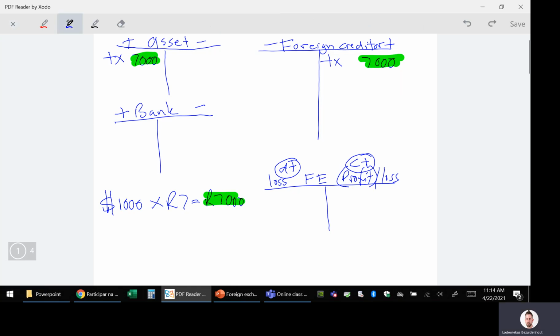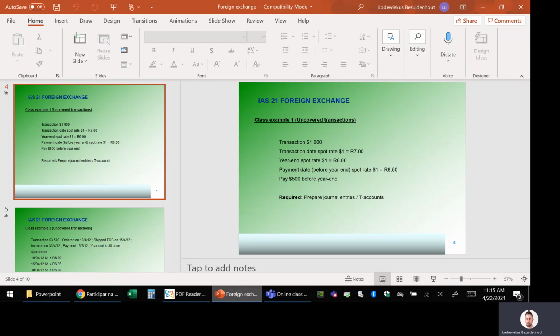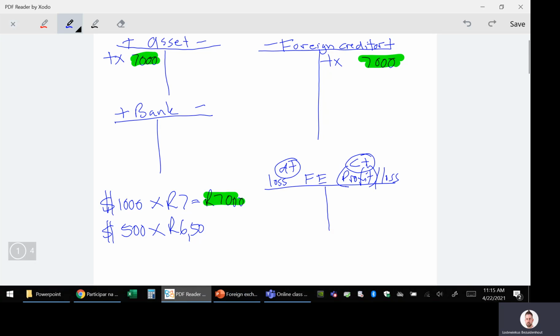Now we have accounted for the transaction that we need to include in the books. So what happens next? Now we have a payment. The payment is $500, and the rate for the payment was 6.50 Rand. In the example, payment date before year end, the spot rate is given as $1 is 6.50 Rand. So remember, your Rand amount must always be more, because $1 is equal to 6.50 Rand. So we multiply $500 times 6.50 Rand, and that gives us 3,250.